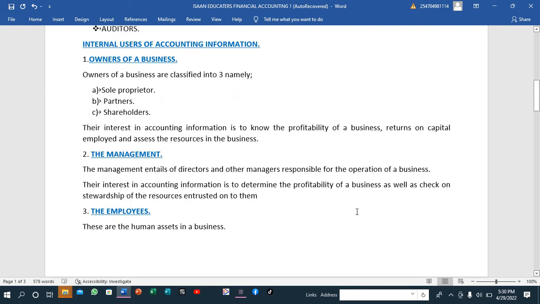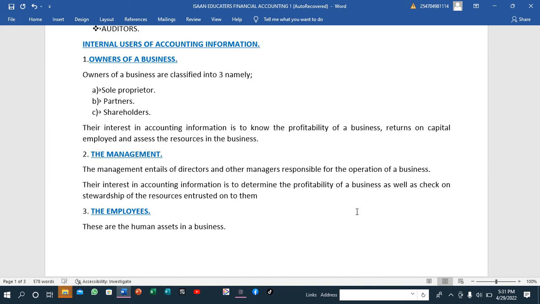So what is their interest in accounting information? Their main interest is to know the profitability of a business, the returns on capital employed, and also to assess the resources in the business. When you start a business, the core aim is to make a profit. So they have to ensure that their business is progressively making profit. When they employ capital, they have to know the returns of that capital employed. They also have to assess the resources in a business. That forms the owners of a business.